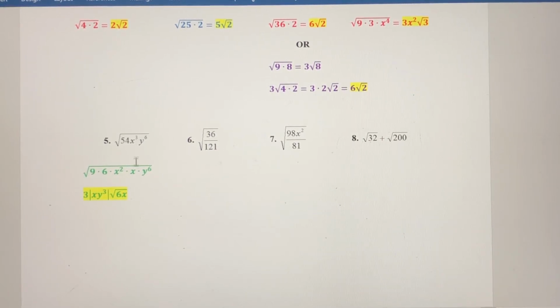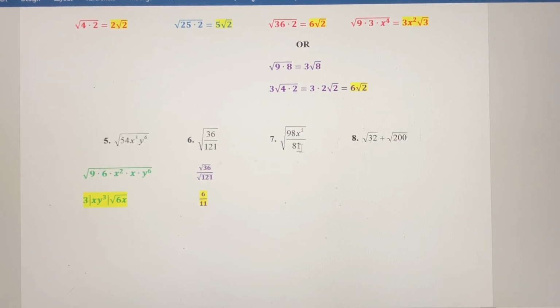So 1 through 5 are all using that first property. All right, 6 and 7 are going to use a combination of those first 2 properties. Okay, so number 6, we break this down as the square root of 36 over the square root of 121. Those are both perfect squares. So that's going to be 6 over 11, and that's the answer.